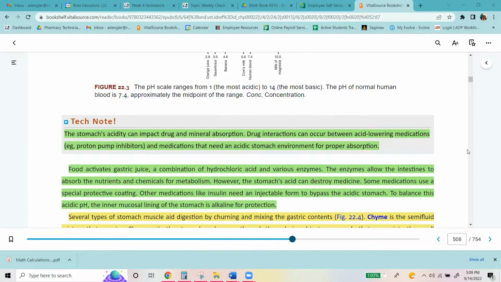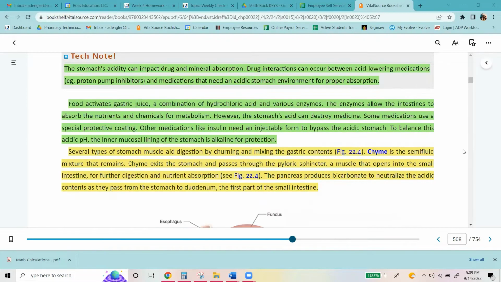Drug interactions can occur between acid-lowering medications and medications that need an acidic stomach environment for proper absorption. Food activates gastric juice, a combination of hydrochloric acid and various enzymes. The enzymes allow the intestines to absorb the nutrients and chemicals for metabolism. However, the stomach's acid can destroy medication. Some medications use a special protective coating. Other medications, like insulin, need an injectable form to bypass the acidic stomach.